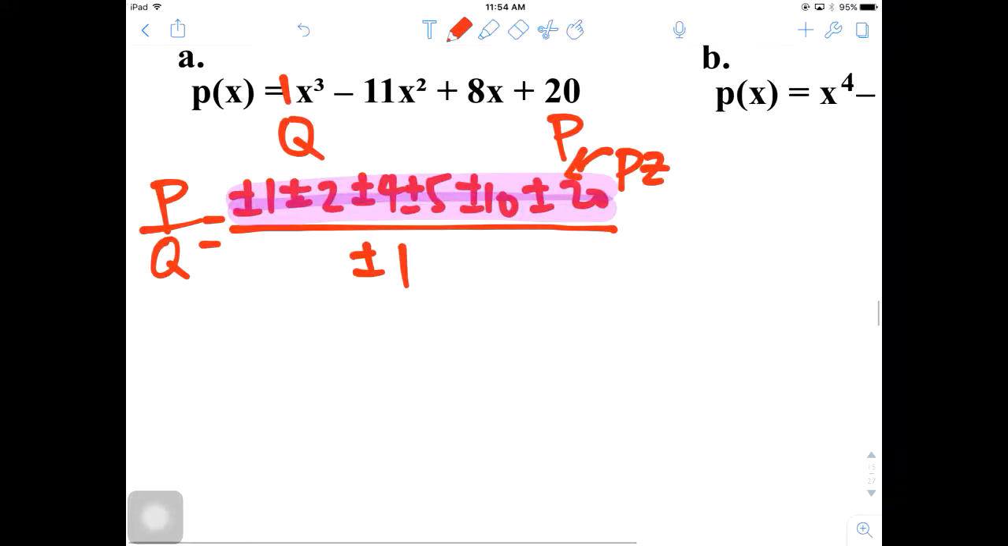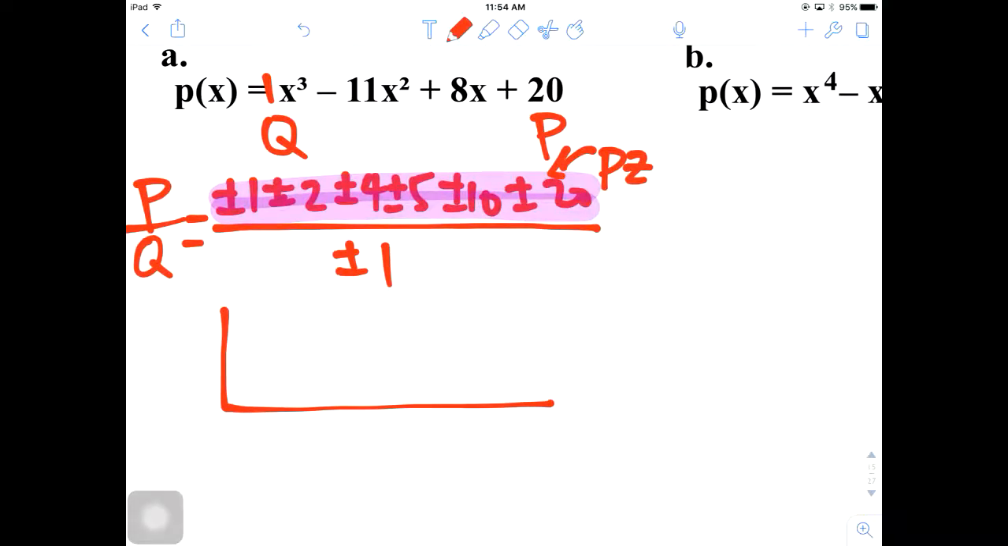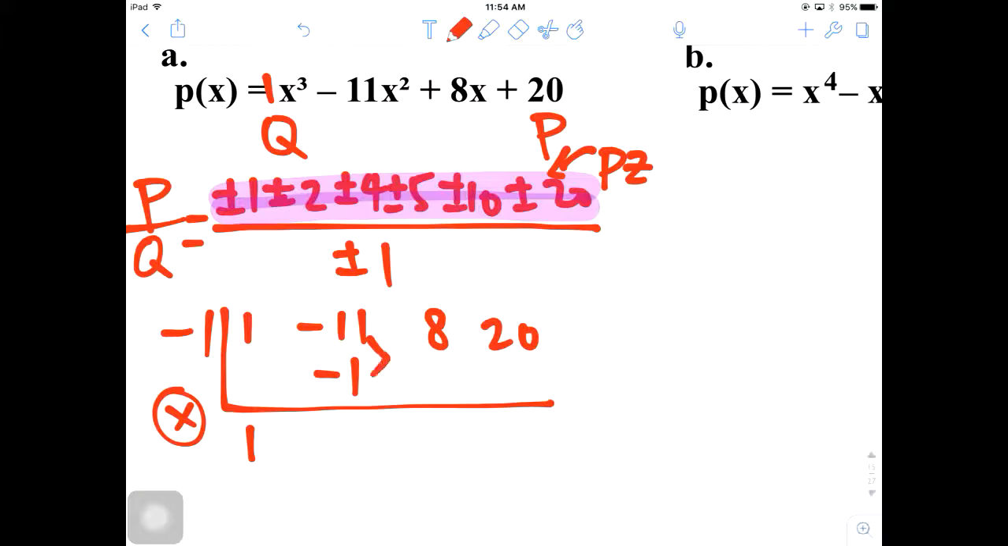So now we're going to get ready to test the possible zeros by using synthetic division. So we need to bring down the coefficients. That will be 1, negative 11, 8, and 20. And then the first zero we're going to test is negative 1. We're going to bring down the 1 and multiply. That will be negative 1. Combining, we have negative 12. Times negative 1 will give us 12. 12 plus 8 is 20. Times negative 1 gives us negative 20. And wow, we have a 0.